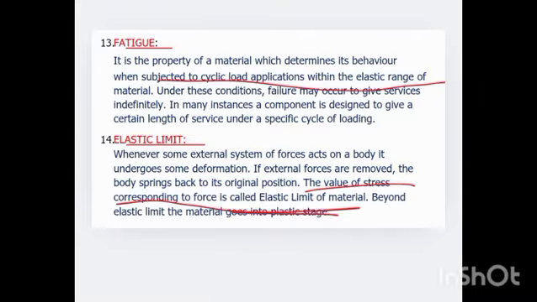So in conclusion, understanding material properties such as strength, elasticity, stiffness, plasticity, ductility, hardness, toughness, fatigue, creep, and machinability is very important in engineering. These properties help engineers select the right material for the right applications.